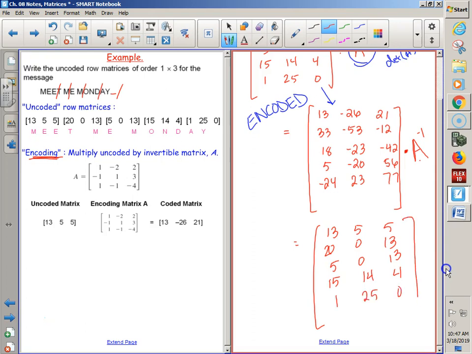Wouldn't you then go ahead and go row by row and start putting letters to the numbers, right? And every time you saw a 0, you would make a space, right? And you would get M-E-E-T space, M-E space, M-O-N-D-A-Y. So I know you knew what the message was to begin with, but maybe on the test I'll give you one that's already been mixed up with the encoding matrix, and all you have to do is multiply by the inverse and then match it up. Maybe that wouldn't be too bad.